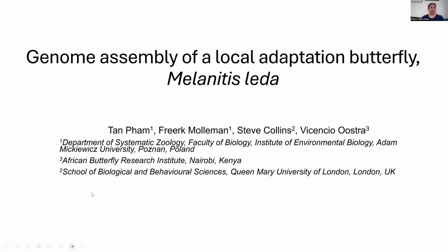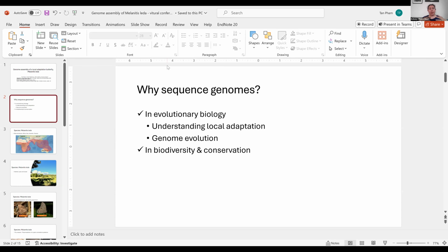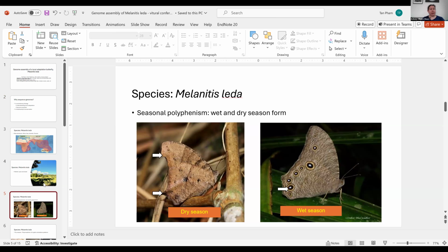It's really cool to see a reference genome on another butterfly species. Yeah, I actually have a question, and forgive me if you did cover this in the talk already. Melanitis has the seasonally polymorphic forms, right? Do you know, are any of the genes that are known to be involved in coloration in other butterflies also found in Melanitis, like cortex or optix?